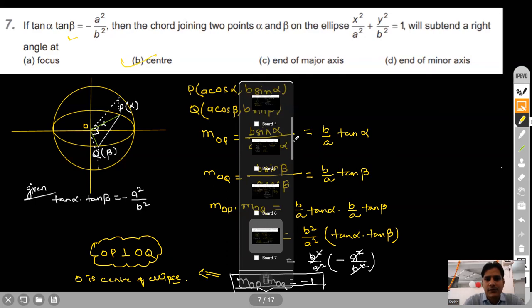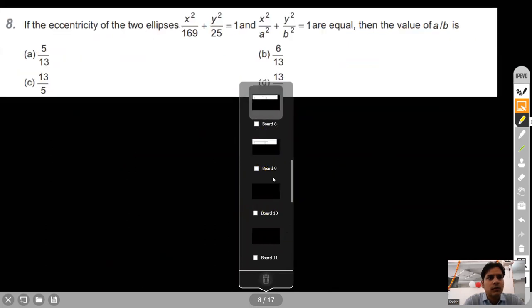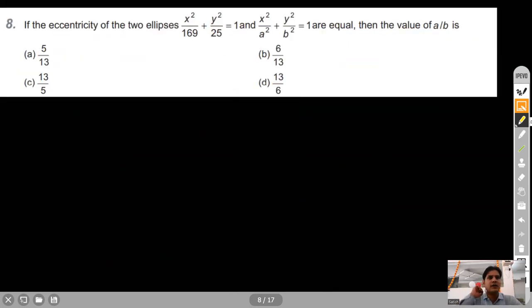Okay, so question number 7 is done. We take the next one, question number 8. If the eccentricity of two ellipses x square upon 169 plus y square upon 25 equal to 1 and x square upon a square plus y square upon b square equal to 1 are equal. So two ellipse equations are given to us, and it is saying that the eccentricity of both ellipses are equal. Then we have to find this ratio A upon B. So let's go with whatever is given in the question.